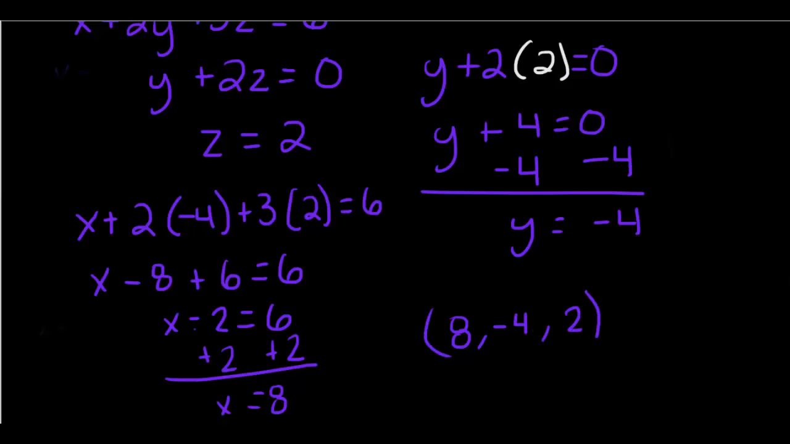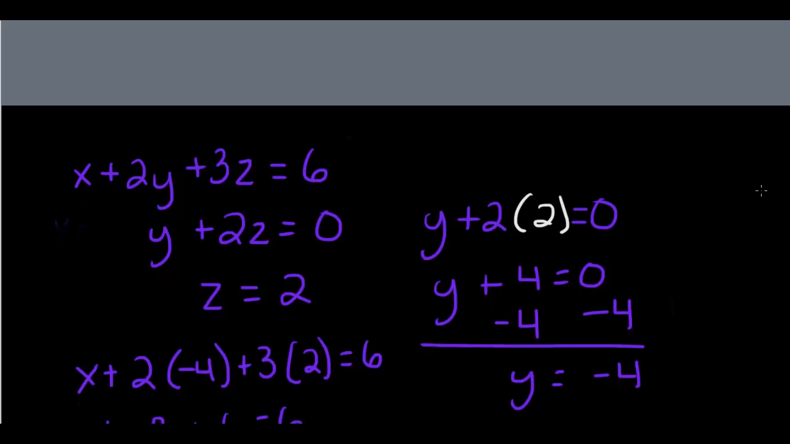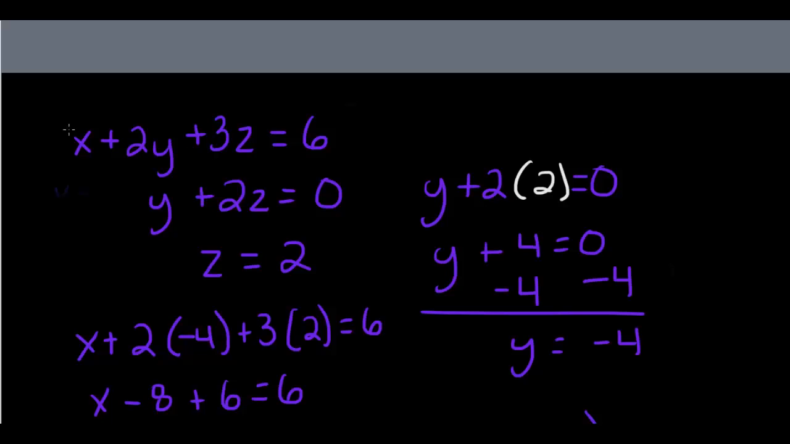And again, we can go back and plug in the values here to make sure that it is true for all of them. We're going to go ahead and do it. Let me use another color. I'm saying that x is 8 plus 2, y is negative 4 plus 3, and z is 2. And all of this is supposed to equal 6. Well, 2 times negative 4 is negative 8 plus 8. Well, they cancel. 3 times 2 is 6 equals 6. So yes, it is true.